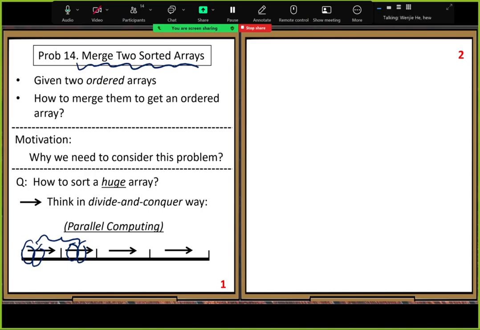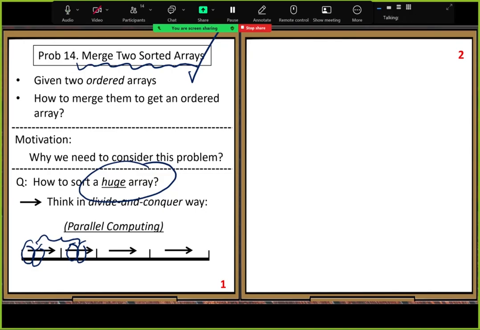So in that way, you can always merge two adjacent ordered arrays. How to merge, we will answer later. Here I just described it. If you can solve this basic computing problem, then you can solve this whole big data problem, the huge array problem.